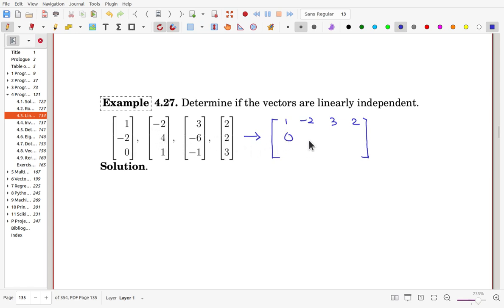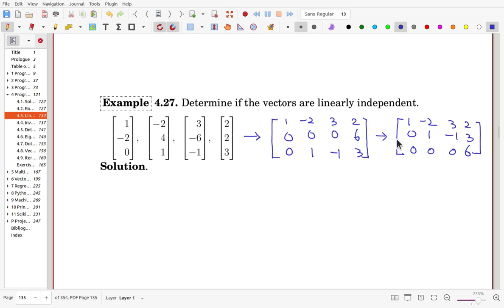Okay, twice addition, there is 0. Twice addition, again 0. And twice addition, again 0. Twice addition, there is 6. And there is 0, 1, minus 1, and 3. If you interchange the last 2 rows, then 1, minus 2, 3, 2, and there is 0, 1, minus 1, and 3, and that is 0, 0, 0, 6.